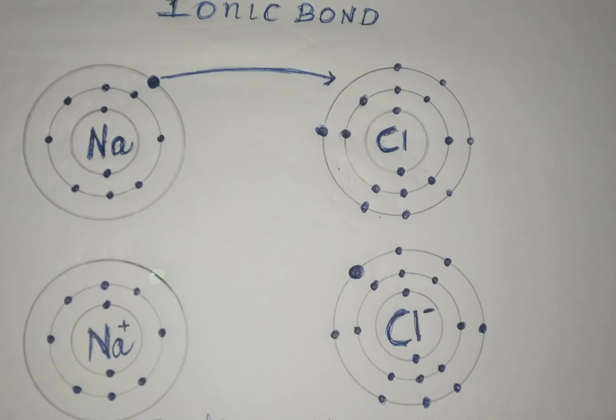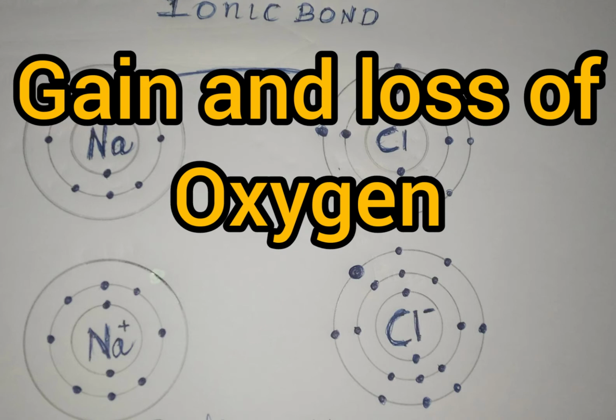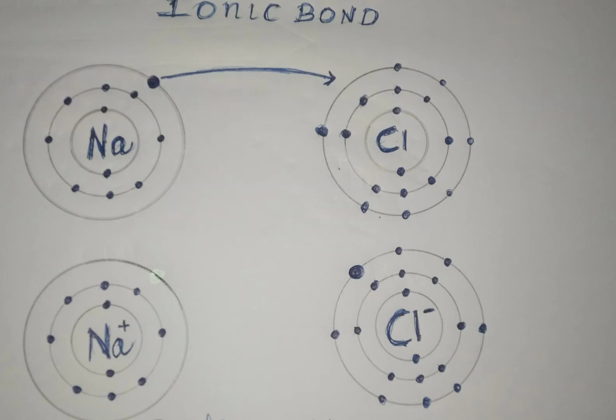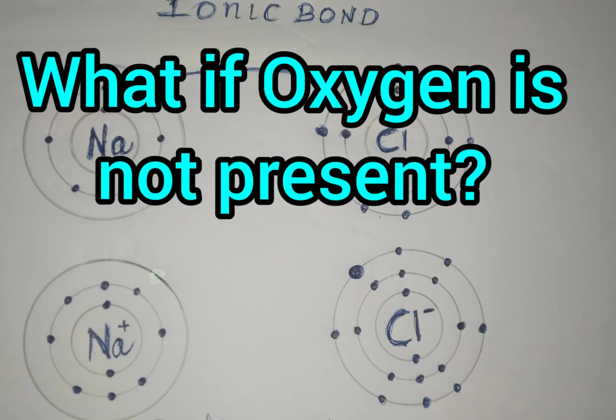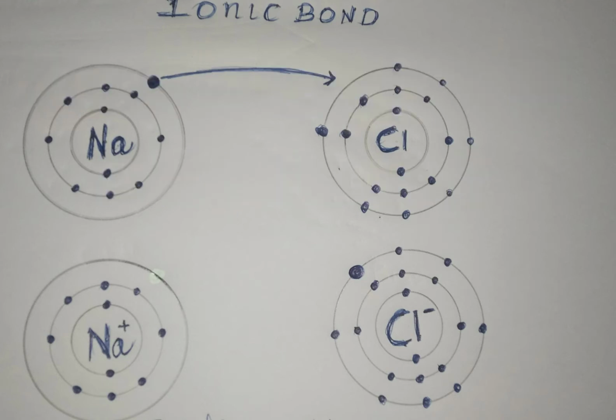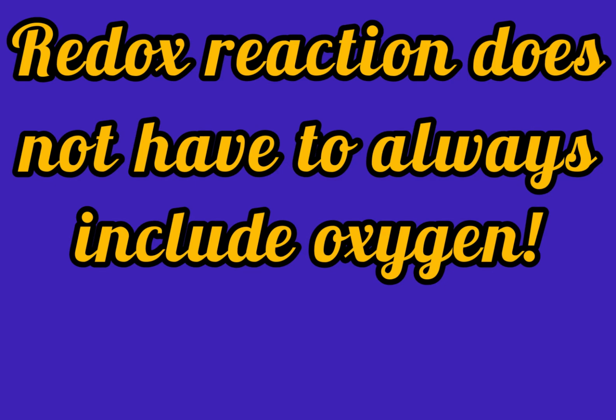In the previous video, we defined a redox reaction as a reaction in which on one side there is a gain of oxygen, and on the other side there is a loss of oxygen. So what if oxygen is not involved in the reaction? The reaction does not have to include oxygen. A redox reaction does not have to always include oxygen.